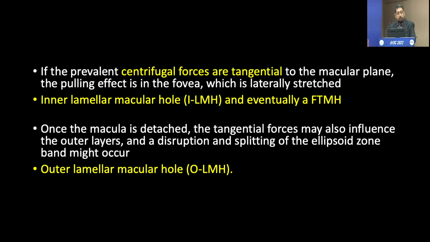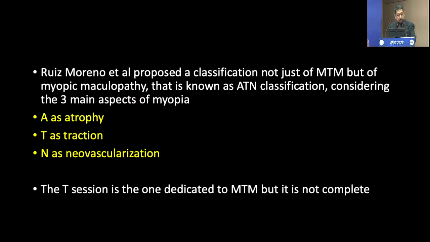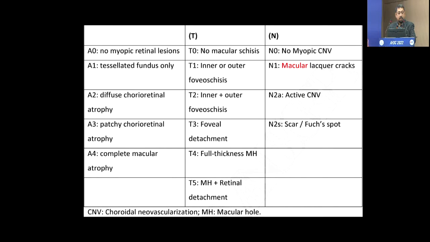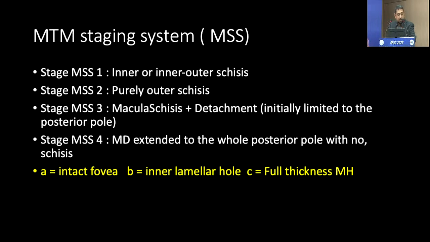So now, we'll skip this slide. This was the original classification of the entire myopic maculopathy. It's called the ATN classification. There are atrophic events, there are tractional events, and there are neovascular events. That's the ATN. Of which the tractional events have been reclassified into the MTM staging system.